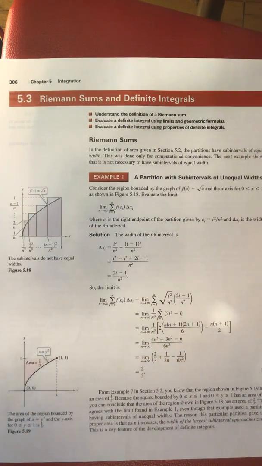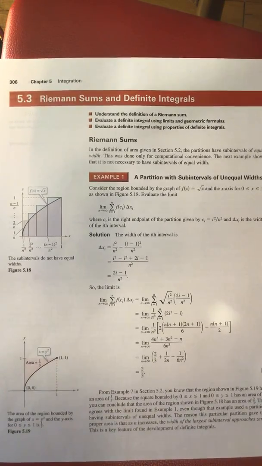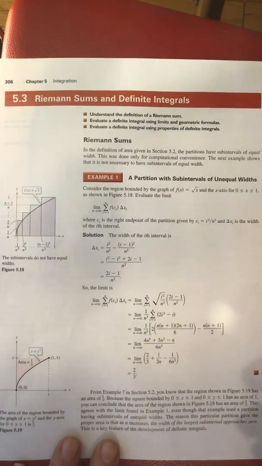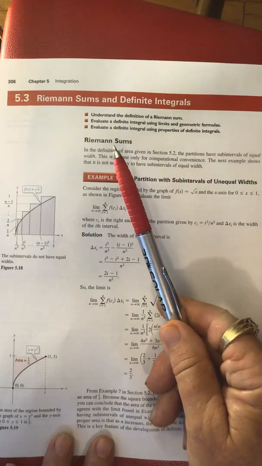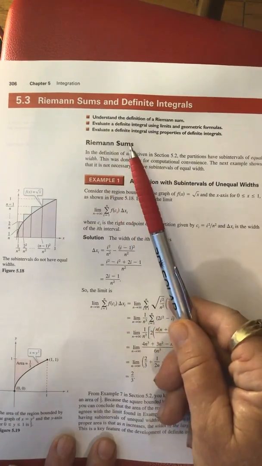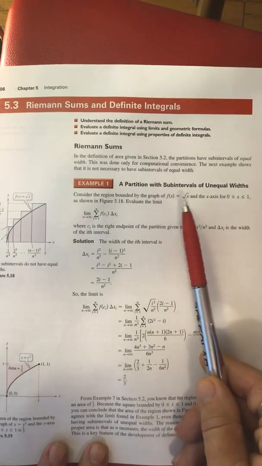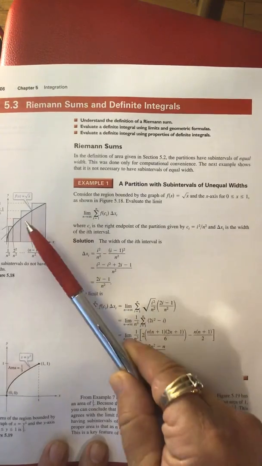Right, today we wanted to continue the discussion that we started in the last two sections, where we talked about partitioning and finding areas and looking at different ways of doing that. Well, the thing we're going to use and develop here is called the Riemann sum. Now remember, in this case, f of x equals the square root of x. That's this graph. And we break it up into partitions.